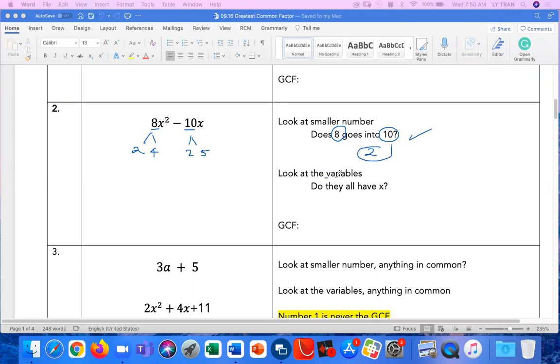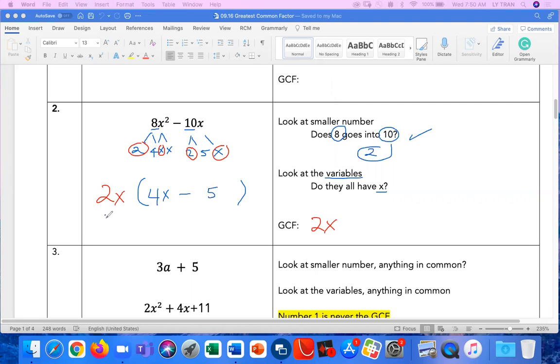How about the variable? Do all of them have x? Yes, they do. So I will break it down to x, and I will break it down to x. The common factor from here is 2, and then x. It's going to be 2x. So I will take that 2x outside. And then whatever we have left inside the parentheses, we get 4x. We bring down the sign, minus 5. And that's how we got the answer.